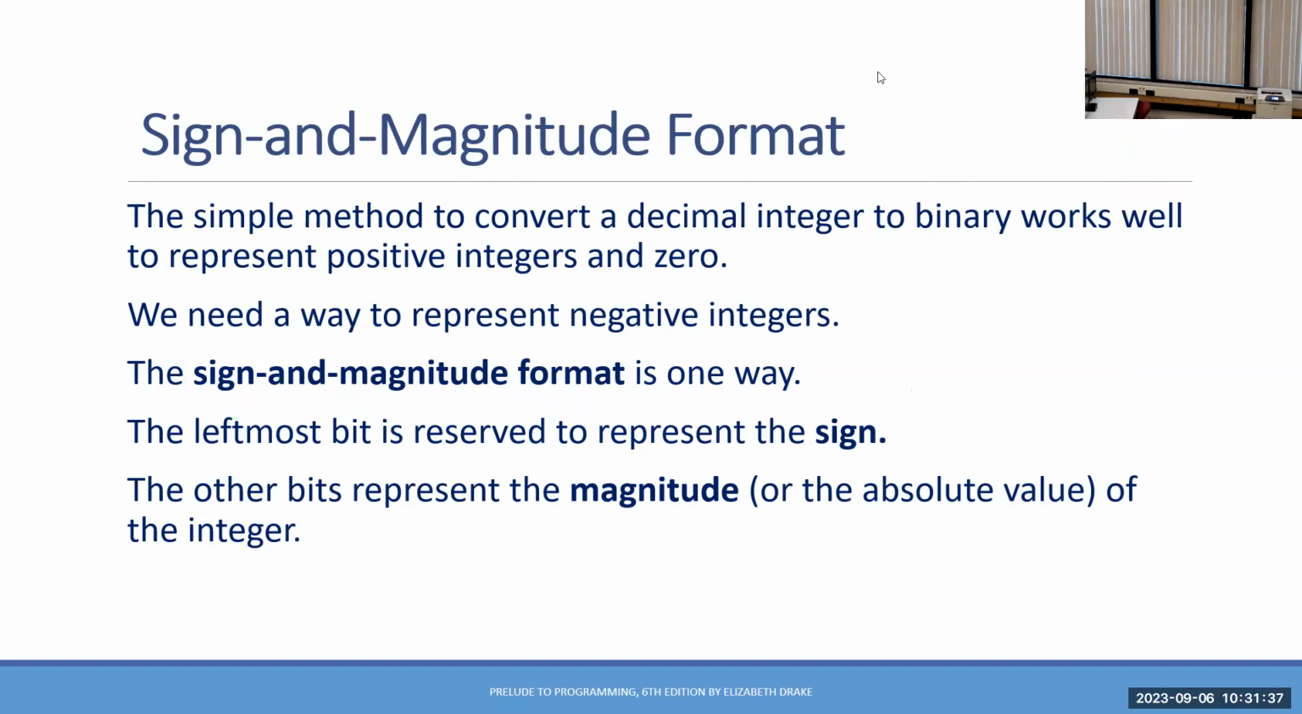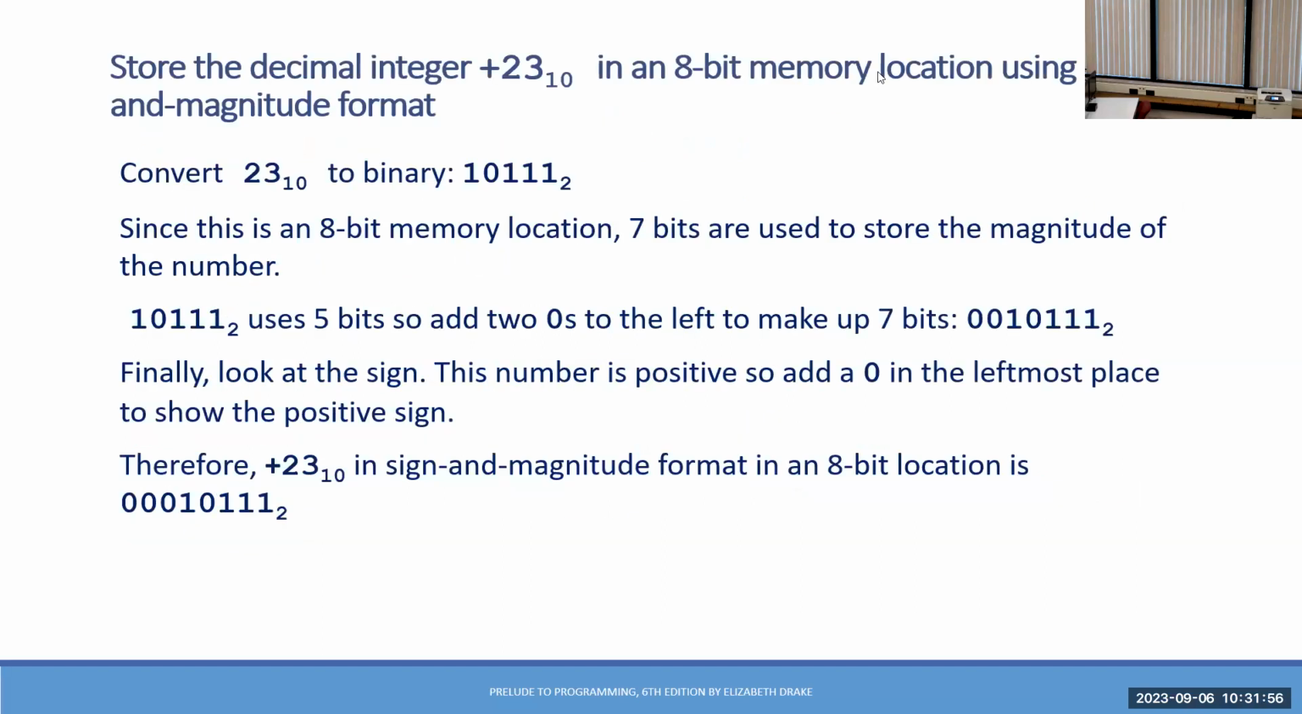Now, if you work with sign and magnitude, the leftmost bit is reserved to represent the sign, and the other bits represent the magnitude, or the absolute value, of the integer. So think about this one here. If I want to store the decimal number positive 22 in an 8-bit memory location using sign and magnitude, how do I do it? Here's the process.